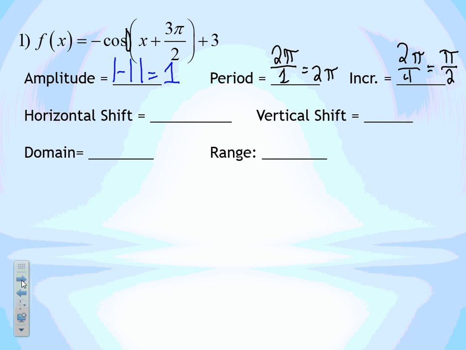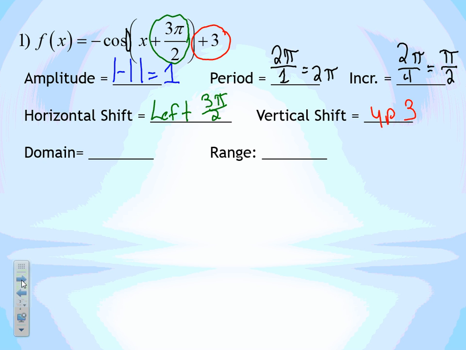Next one, we have our horizontal shift. That's one that makes us move left or right. That's right here. So it's plus, so we're going to go to the left 3 pi over 2. Now we're going to talk about our vertical shift. So that makes us go up and down. That's what's right here. So we're going to go up 3.